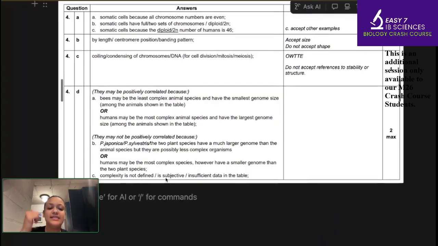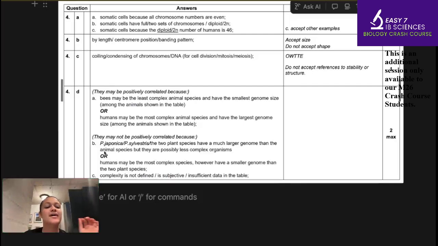So you want to say, yes, they may be positively correlated because humans may be the most complex animal species in the table and they have the largest genome. Absolutely. A pro, like we said. And then they might not be positively, sorry. I'm going to explain it with the con first, because that's the easier one. Reset, re-listen to my explanation, guys. Re-look at the question, answer.